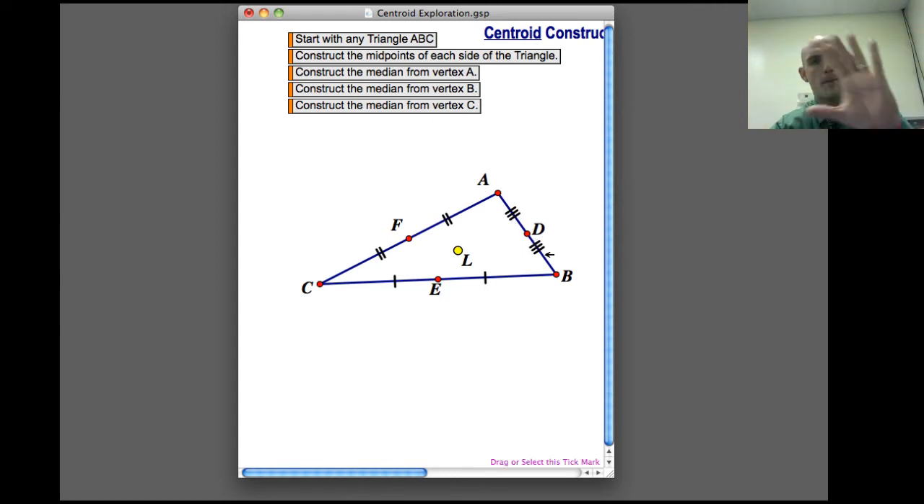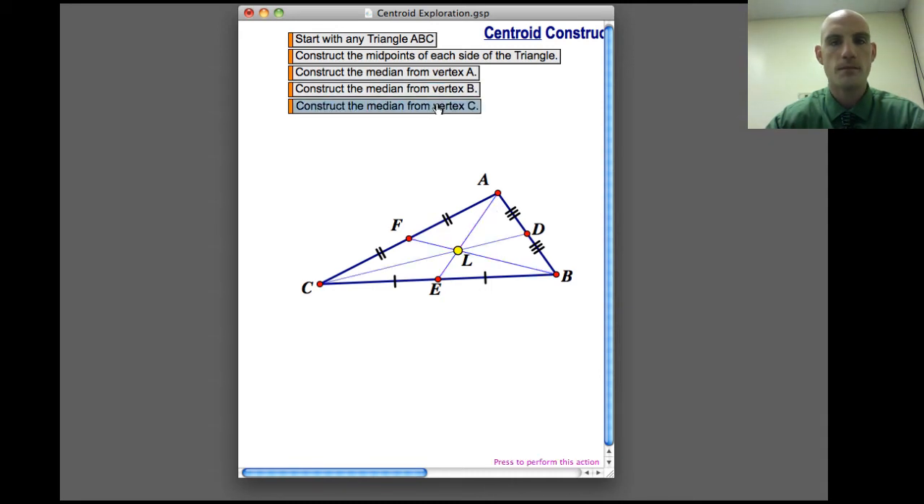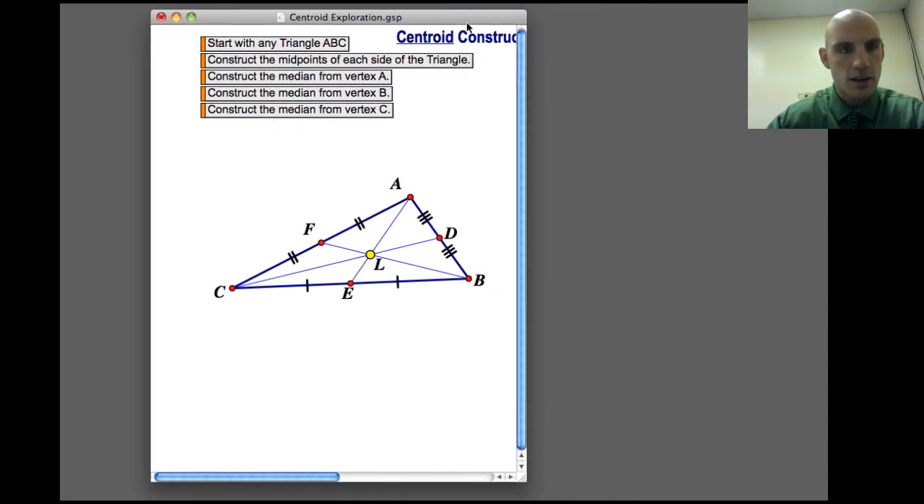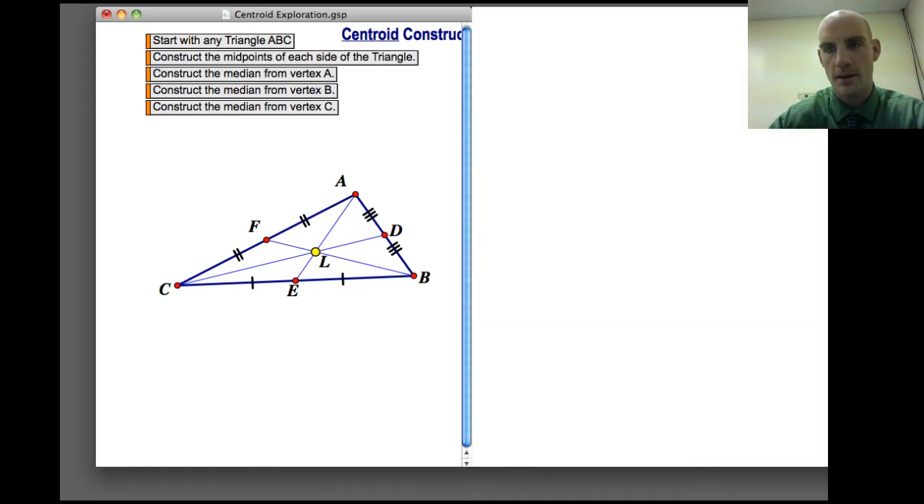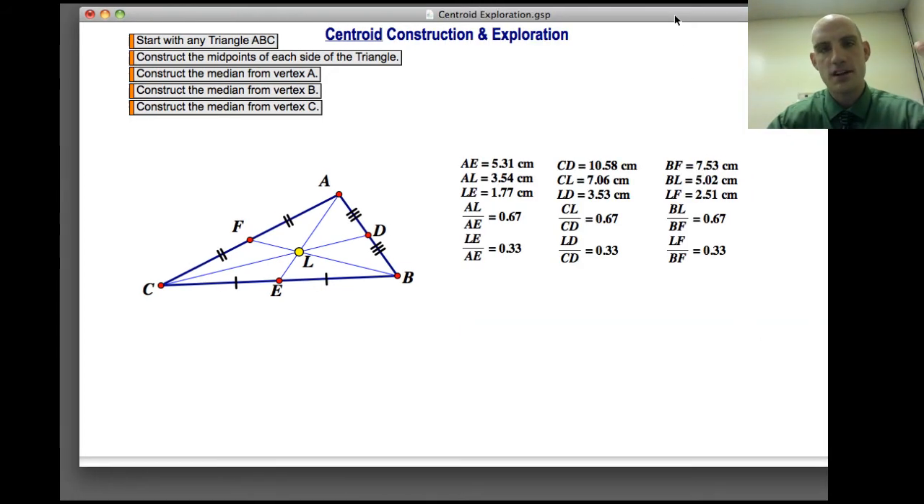because each segment that is formed by that point is congruent. So I've got AD and DB congruent, EB and EC congruent, CF and FA congruent. If I connect the dots from the vertex to the opposite midpoint, these are going to be the medians. Now notice what happens. I've got all of them coming together, that point of concurrency at L. That's the centroid. I want to give you a visual on what's happening here. I'm going to expand this window a bit, and you're going to see I've outlined all of the measurements. So let's look at this first column.